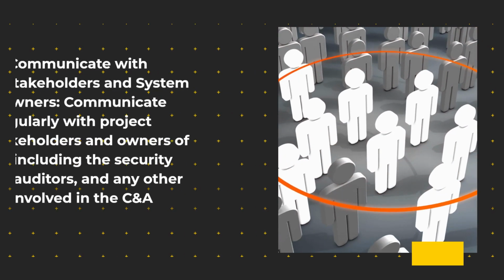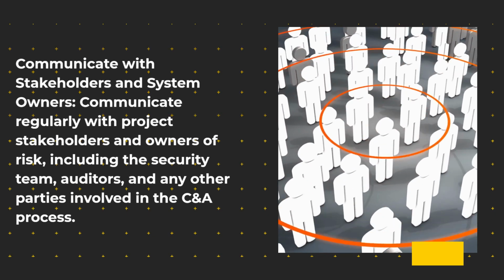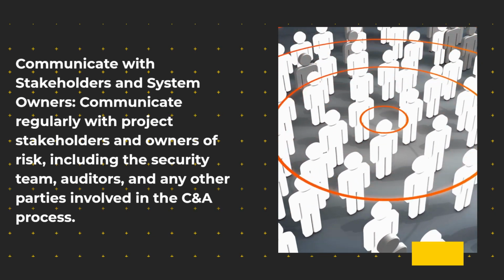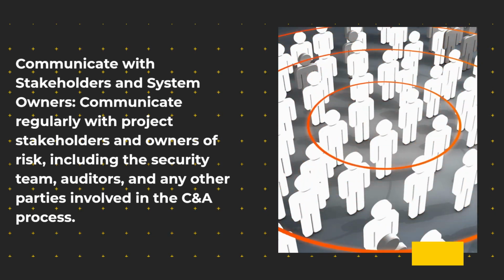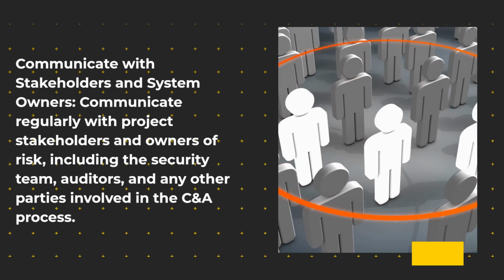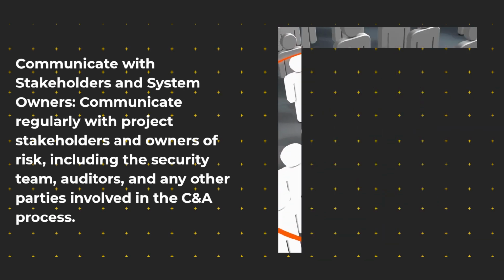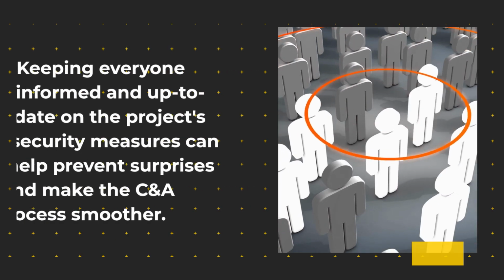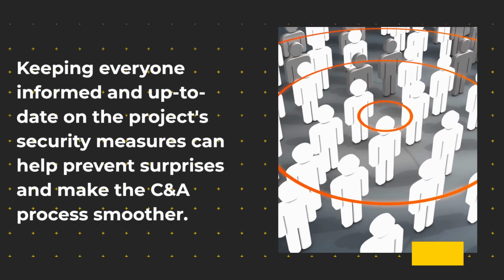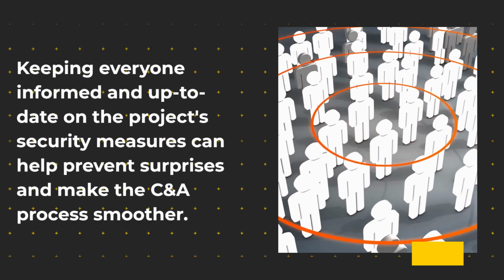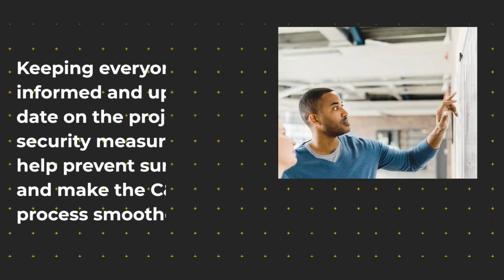Communicate with stakeholders and system owners. Communicate regularly with project stakeholders and owners of risk, including the security team, auditors, and any other parties involved in the C&A process. Keeping everyone informed and up to date on the project security measures can help prevent surprises and make the C&A process smoother.